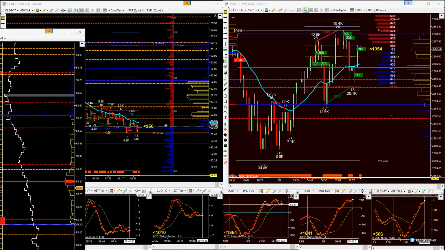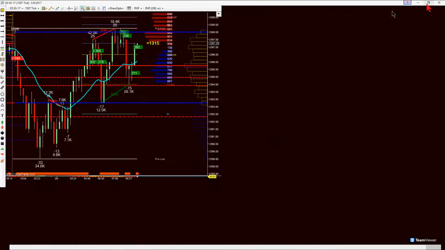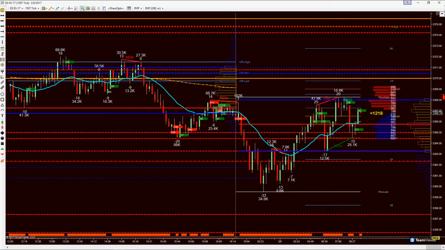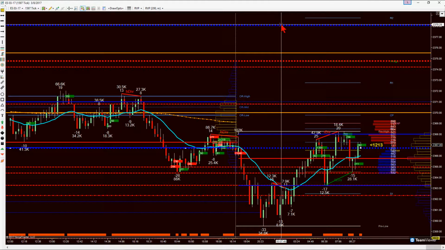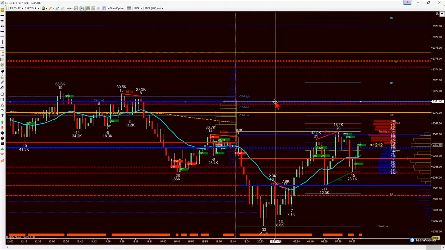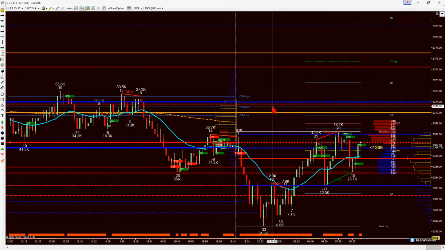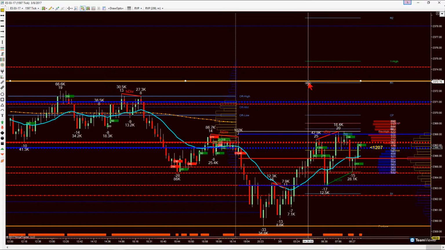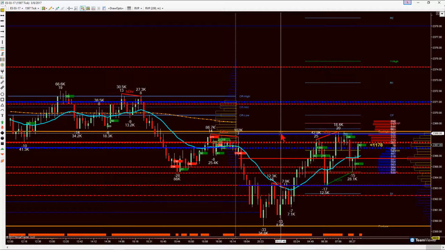Okay, that is the morning's homework for oil. Let's pull up the S&P. And first things first, just going to adjust my value area low, value area high, VPOC from yesterday. Now I'm going to adjust overnight low, overnight high.